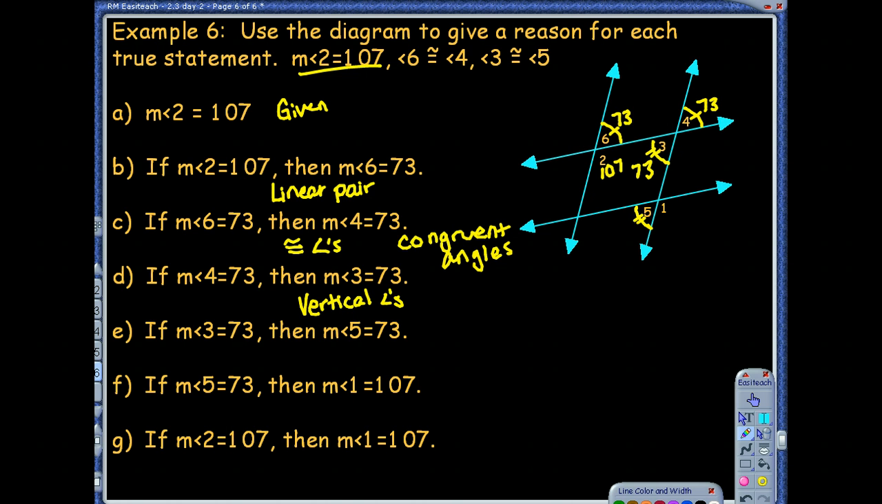Perfect. The next one says that if the measure of angle 3 is 73, then the measure of angle 5 is 73. Why do we know that? Based on the picture, angle 3 and angle 5 were given as congruent, so they have the same measure. So they're congruent angles. Perfect. The next one says if the measure of angle 5 is 73, then the measure of angle 1 is 107. Those are a linear pair.